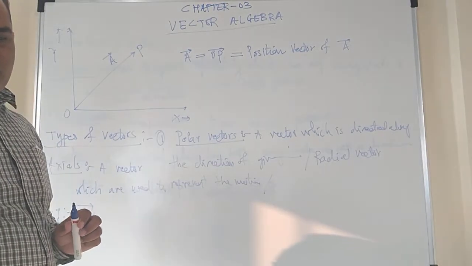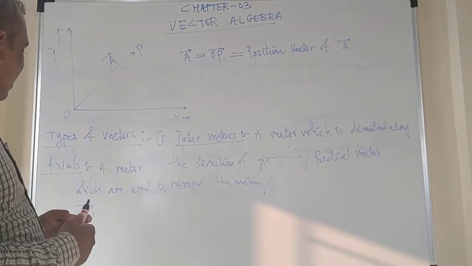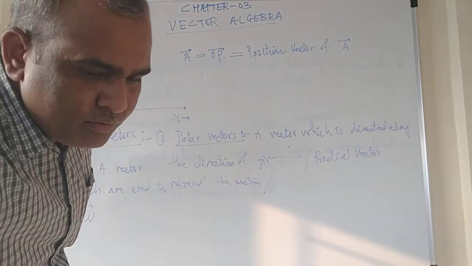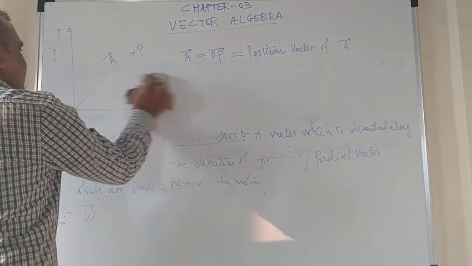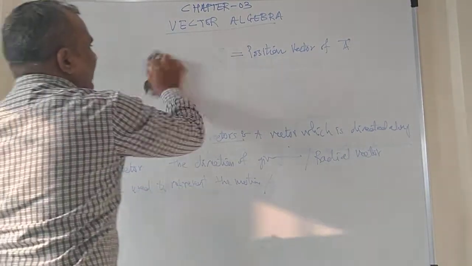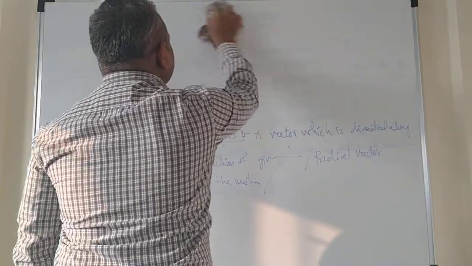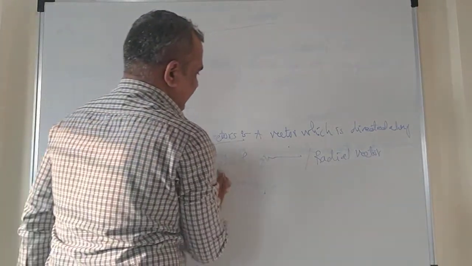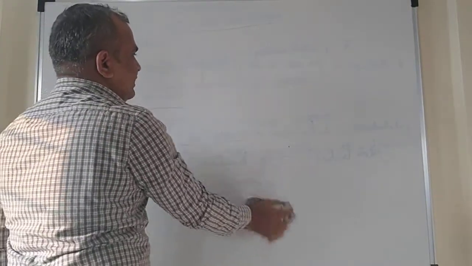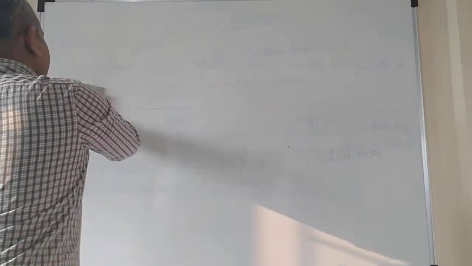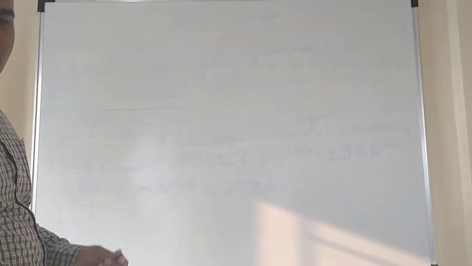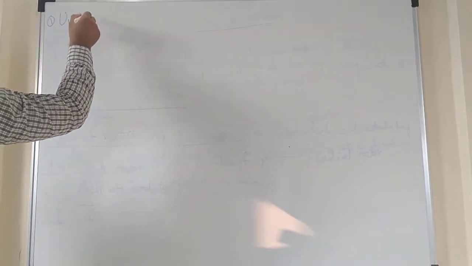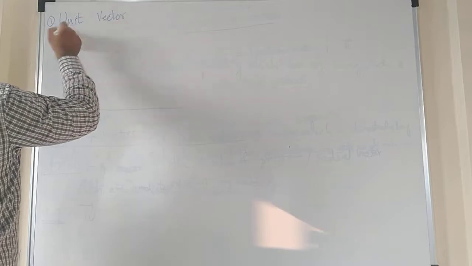Got it? So now, based on the magnitude and direction, vectors are classified into various types. So let's go for the first type of vector, and this classification of vector is based on the magnitude and direction of the given vectors. So let us study the first type of vector, and the first type of vector is a unit vector.